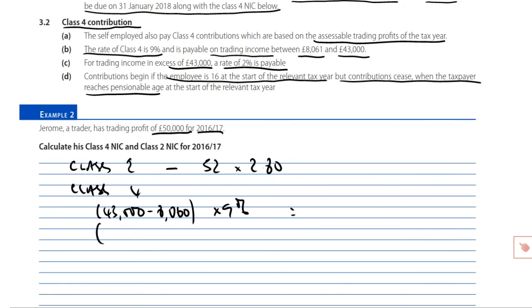And then from 43 up to 50,000, so 50,000 minus 43,000, that's where we drop to the lower level of 2% there. Work those calculations, again, then look at the answer in the back and agree, therefore, I hope you will agree with those answers, and we've got it done.